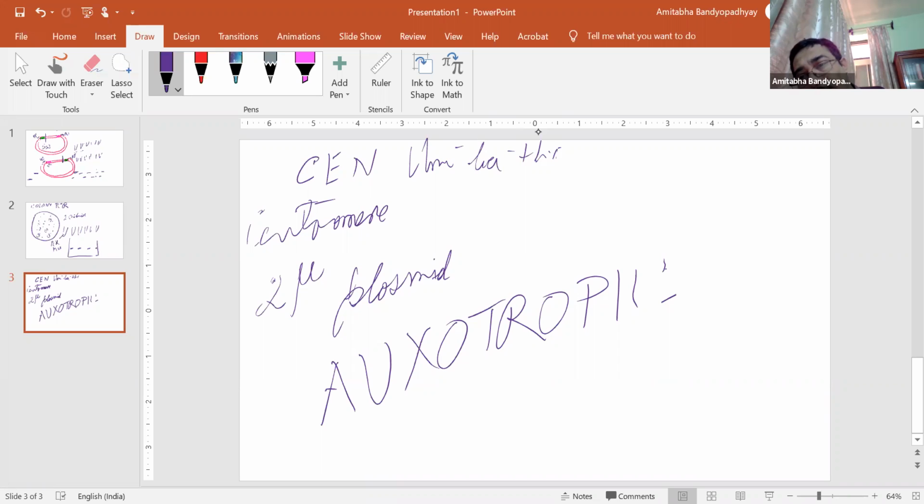Yes. Okay, sir. And one more thing, we have two types of replication of this plasmid, stringent replication and relaxed replication. So in molecular biology, for our cloning purpose, which one is more advantageous, a stringent replication or a relaxed replication?